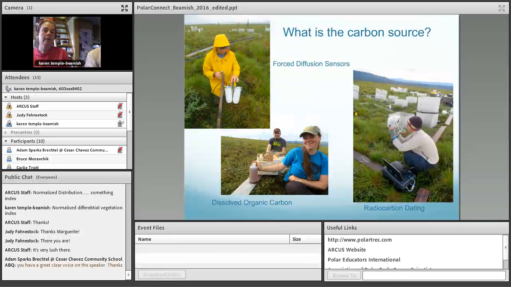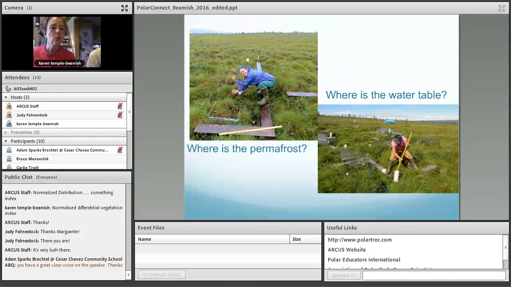Next slide, please. So you can see that I've been used to help understand how deep the water table is in response to thawing, as well as how deep the permafrost is. It has been quite challenging for me to keep my balance while I'm walking and measuring these things out on the boardwalk. Next slide, please.